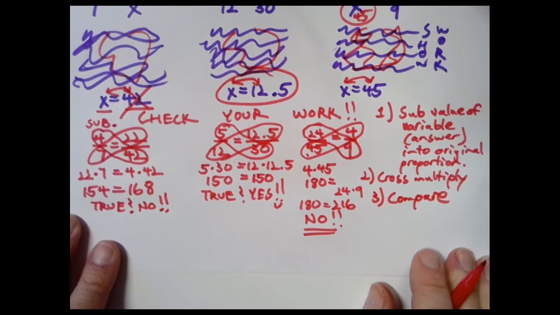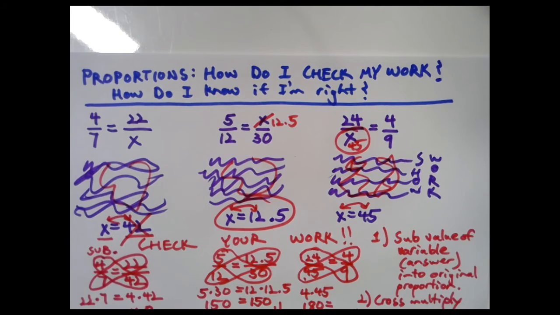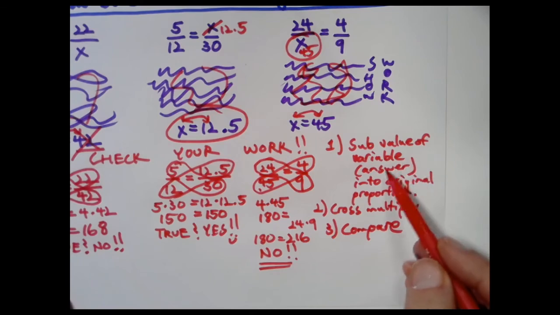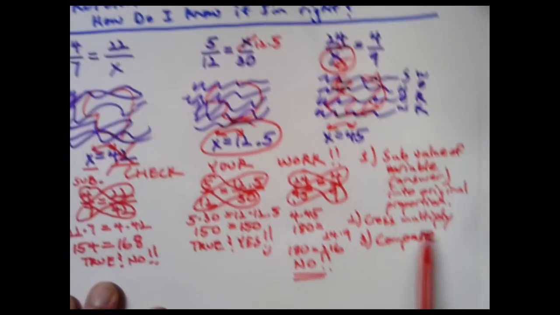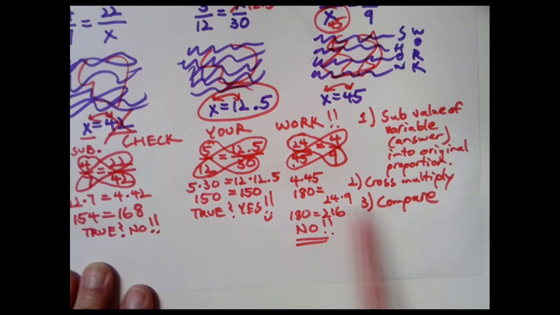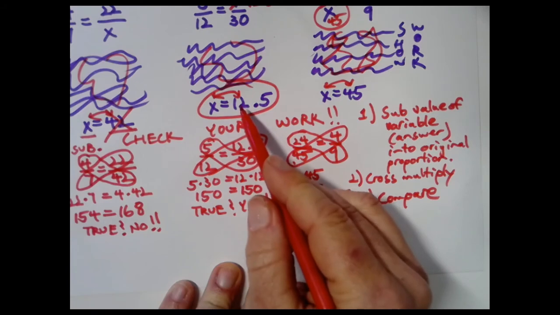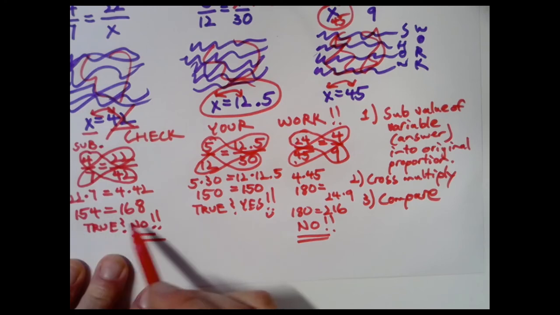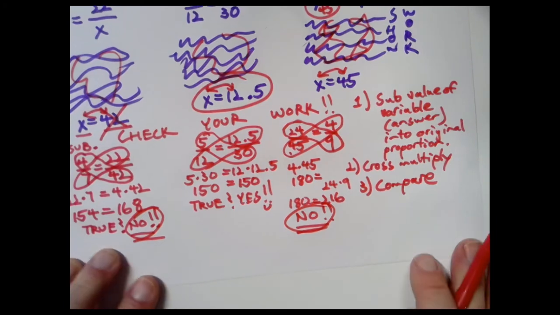You could grab a screenshot of that and that just kind of summarizes the whole video. How do I check my work? How do I know if I'm right? Substitute the value of the variable, what you think the answer is, into the original proportion. Cross multiply, which means you put the product on each side of the equal sign. Then compare. If you get a true, that means your answer is correct. If you get a false, not only does that mean those are not equal to each other, but it also means no, that's not the correct answer. Go back and check your work.